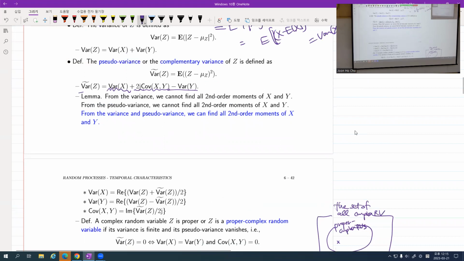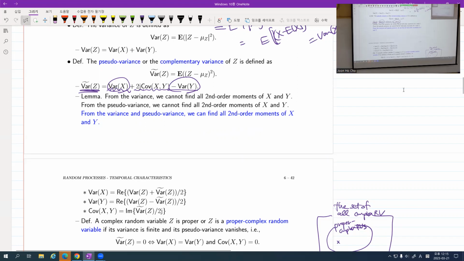Okay. So pseudo variance has a real part that is the difference between the variance of the real part and the variance of the imaginary part. When do we have zero given a complex number? The real part is zero and the imaginary part is zero. What does that mean? The variance of the real part and the variance of the imaginary part must be the same. That is the first one. Second, the imaginary part must be zero. What does that mean? Real and imaginary parts are uncorrelated.